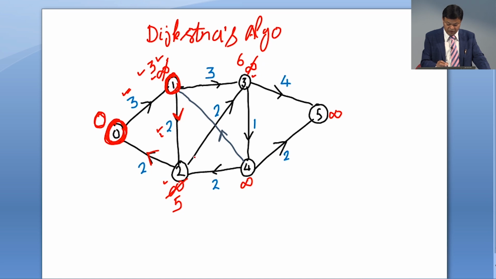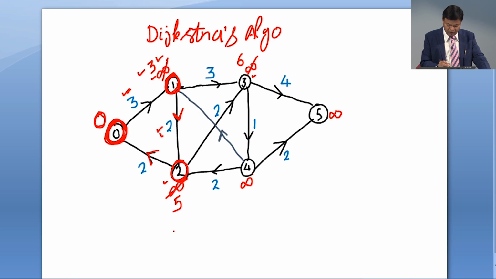Next stage is that we will examine all the remaining nodes. What are the remaining nodes? 2, 3, 4 and 5. We'll examine 2, 3, 4 and 5. And then we find out that the smallest distance node is 2 because a distance 5 is associated with 2. With 3, 6 is associated, with 4 infinite is associated, and with 5 infinite is associated. So next time we are going to select 2.